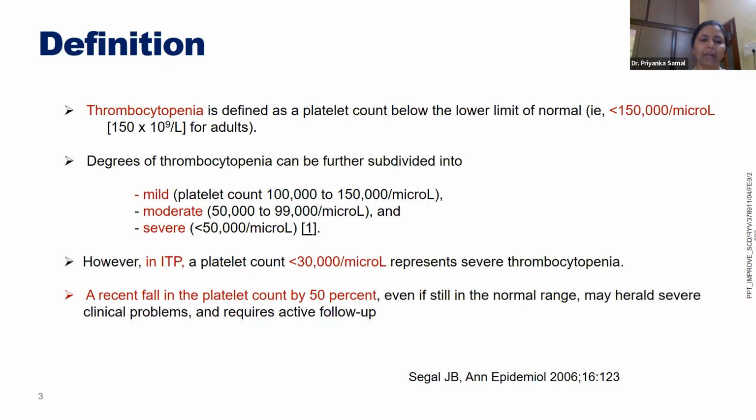So in ITP, we find patients who have usually less than 30,000 platelet counts where we need to intervene in case of adults, and it is still less in case of the pediatric patients, less than 10,000 or only if the patient is bleeding. However, it is not always that these absolute values are of importance. A recent fall in the platelet count by more than 50% should definitely raise a suspicion for a clinician or a hematologist that something is probably going on, and following a day or two, the platelet count will still fall down.